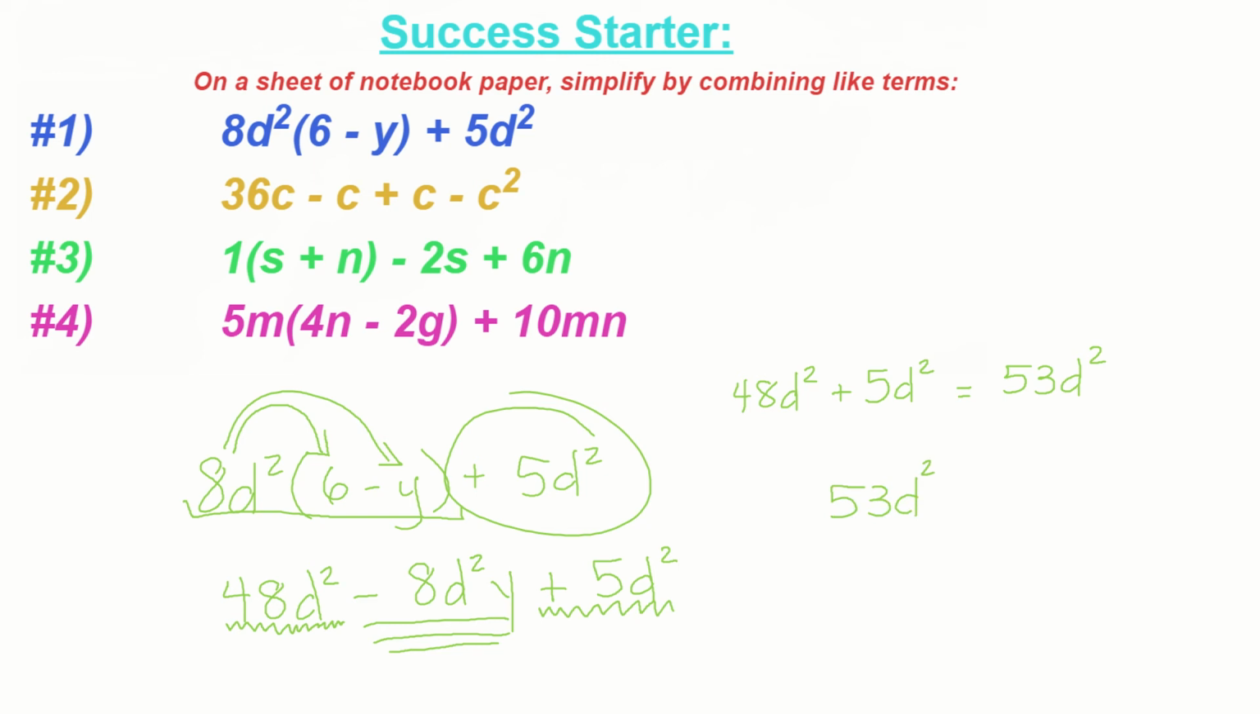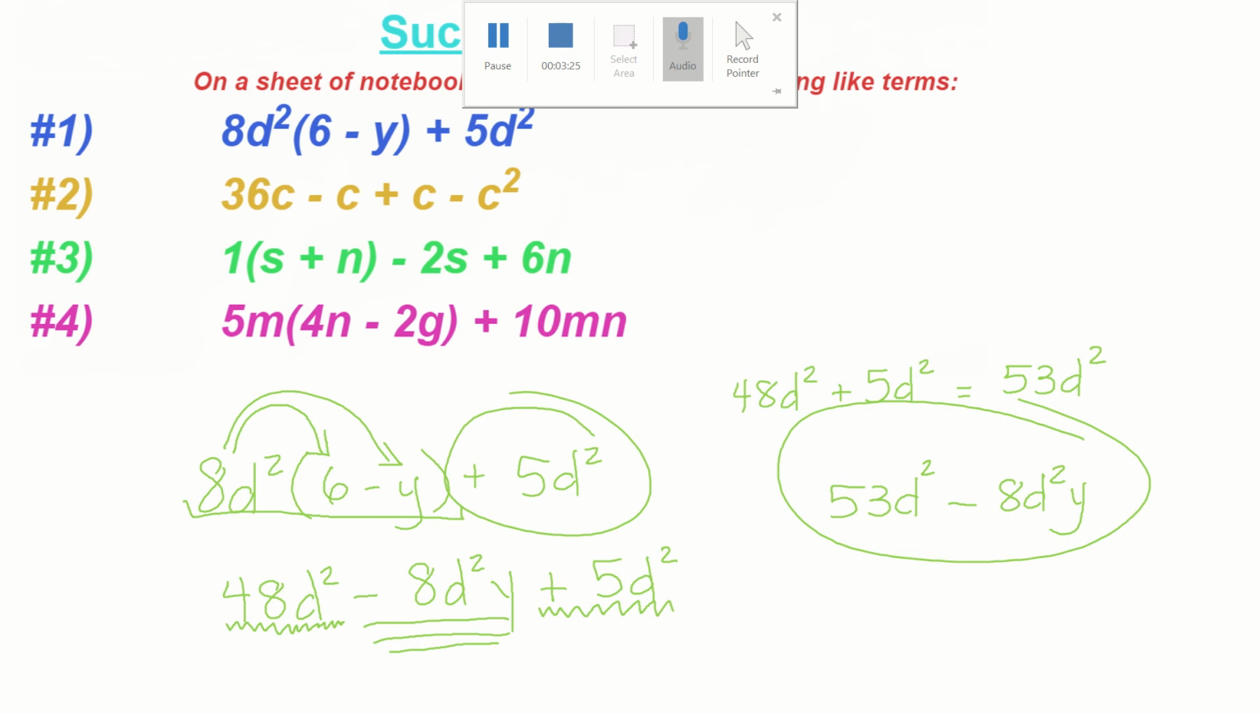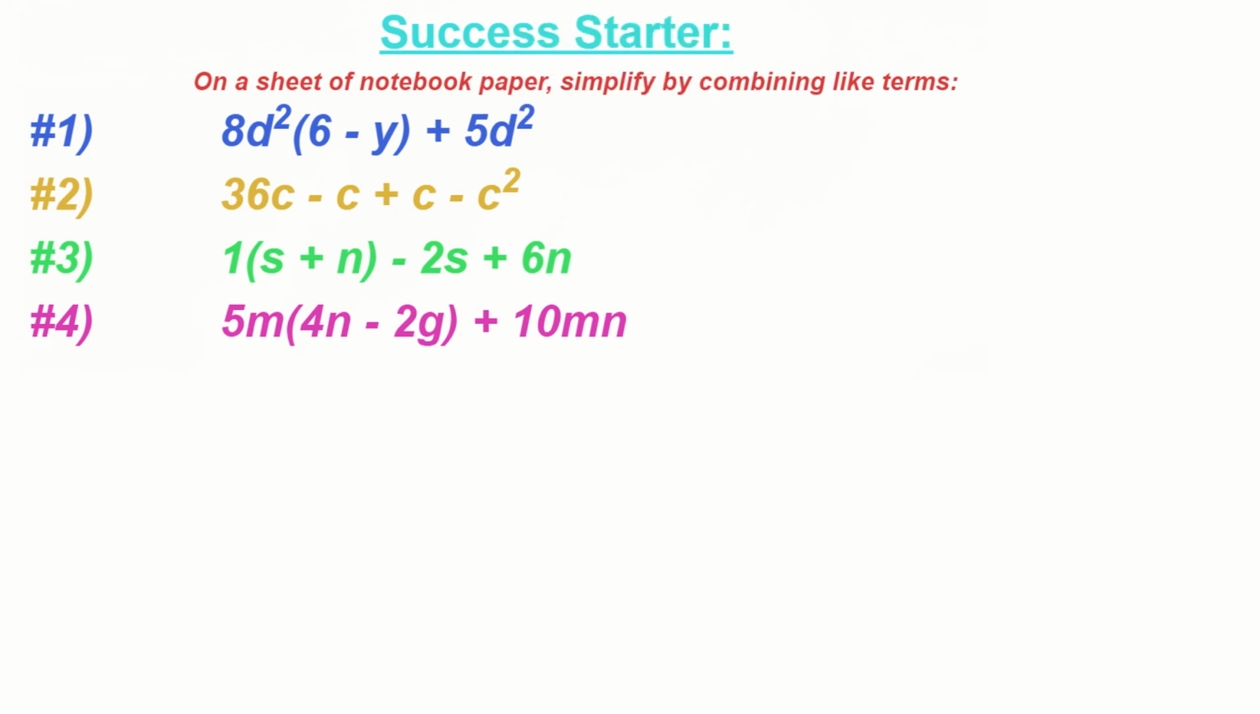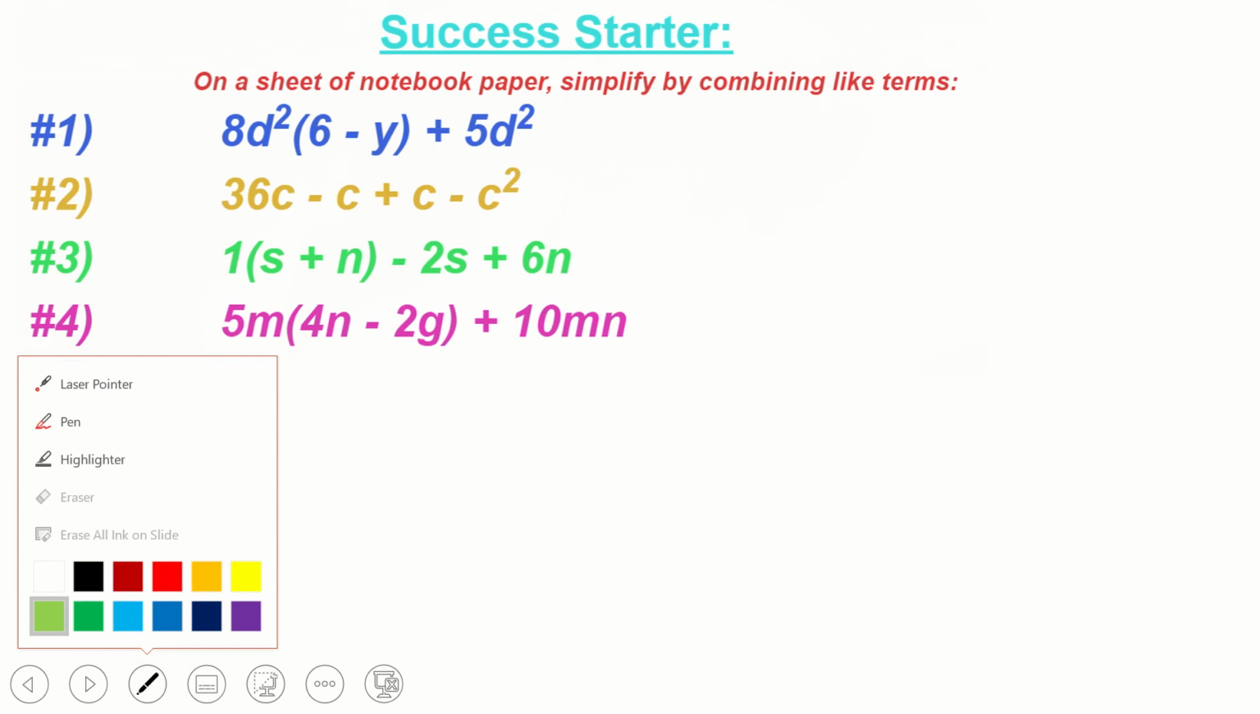But I'm not done yet because I still have this minus 8d squared y. All right. So now this is my final answer here for this first one. 53d squared minus 8d squared y. All right, so let's go ahead and look at the second one.